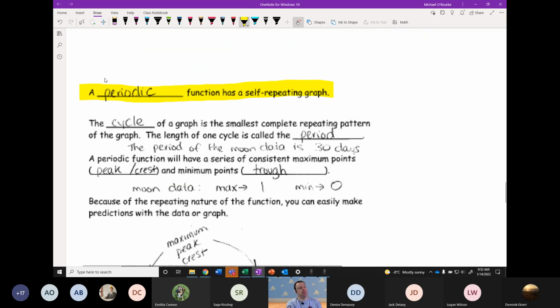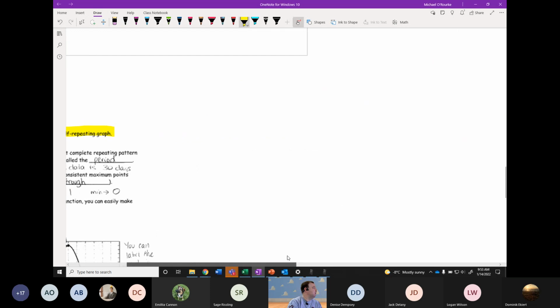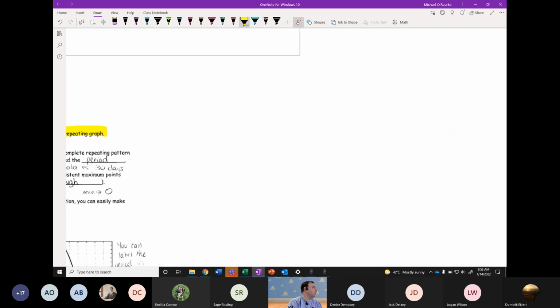Periodic. Okay. A periodic graph is a graph that repeats itself over and over and over again. So for example, a periodic graph, and we can only do stuff with periodic graphs. We can't do stuff that is not periodic.